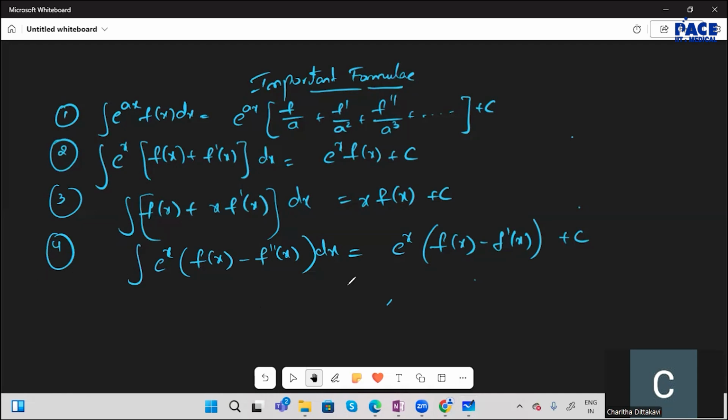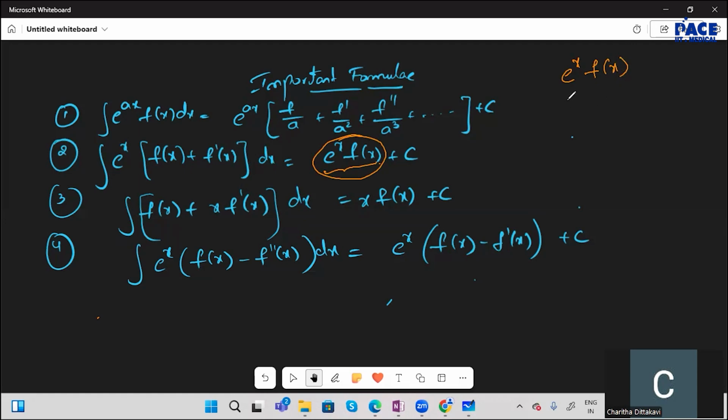Suppose you consider e power x into f of x. So the second one, if you observe, the answer of integration of e power x into f of x plus f dash of x dx is e power x into f of x plus c. Integration of something is a value in the sense that if I take the differentiation of this, I need to get back the result. Let us check e power x f of x.